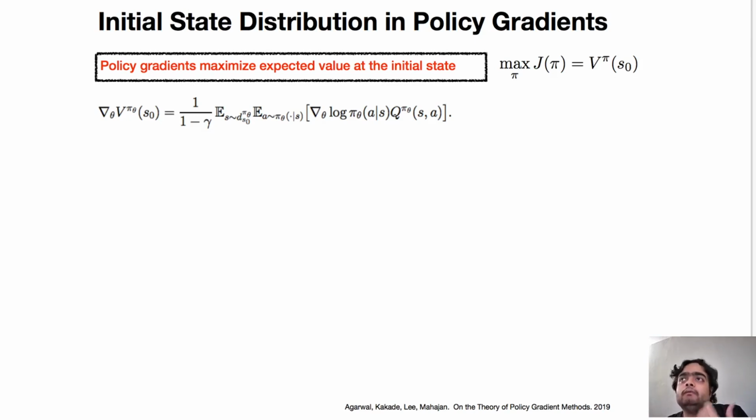Now, how do policy gradients depend on the initial state distribution? And why does the initial state distribution even matter here? That's the question we'll try to answer.